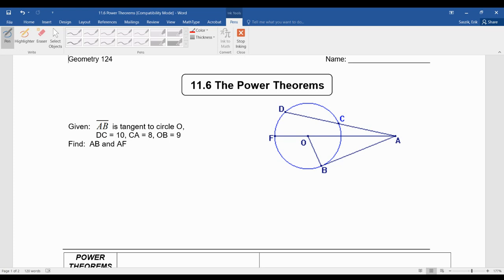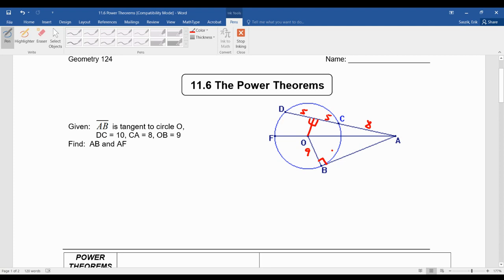Okay, so the first thing when I see this, I think about drawing in a perpendicular to that chord, and that's of course going to cut the chord in half. And I'm just labeling my information here. It says DC is 10, CA is 8, and OB is 9. Now, remember, OB is a radius.